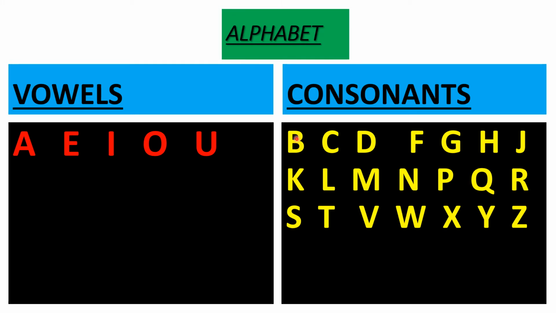Consonants are B, C, D, F, G, H, J, K, L, M, N, P, Q, R, S, T, V, W, X, Y, Z. These letters are called consonants.